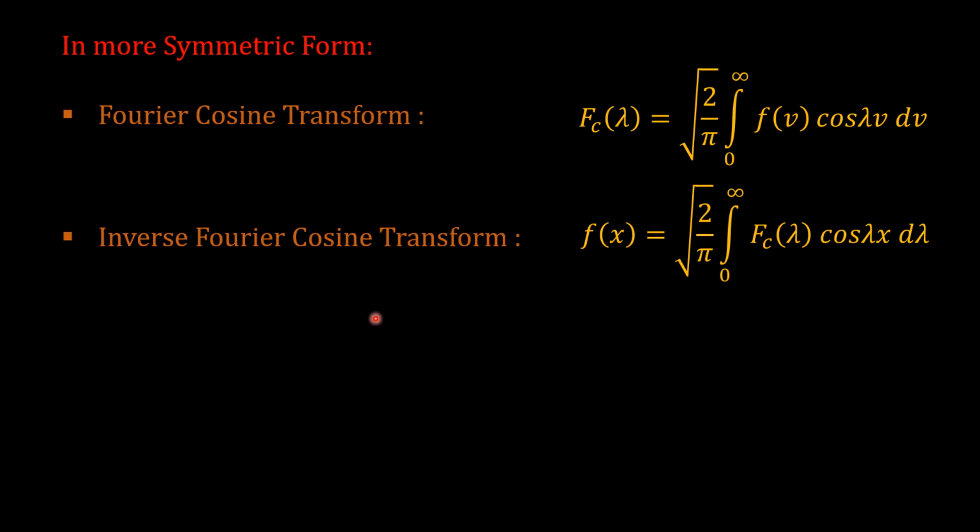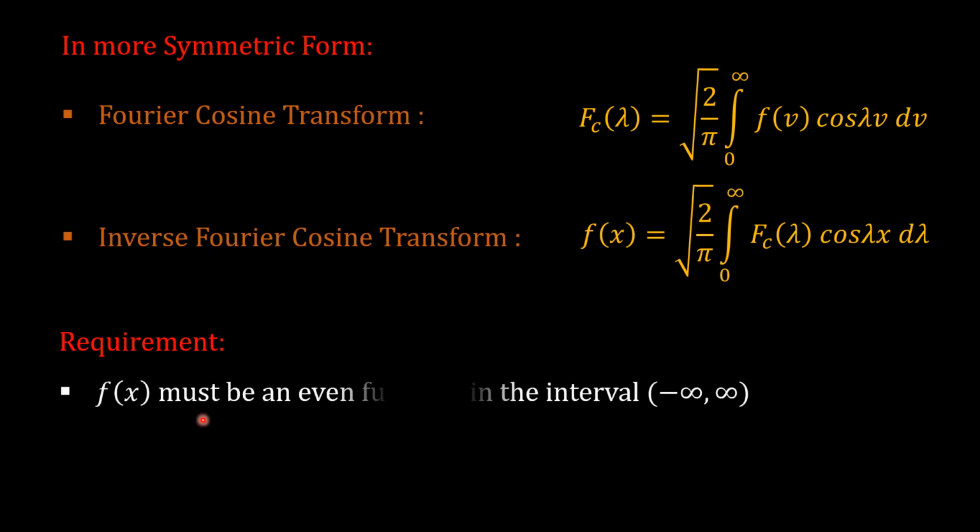To use this formulae, what is the requirement? When do we use this formulae? So the requirement is, first, whatever f of x function is there, it must be an even function in the interval minus infinity to infinity. Then and only then we can obtain its Fourier cosine transform.